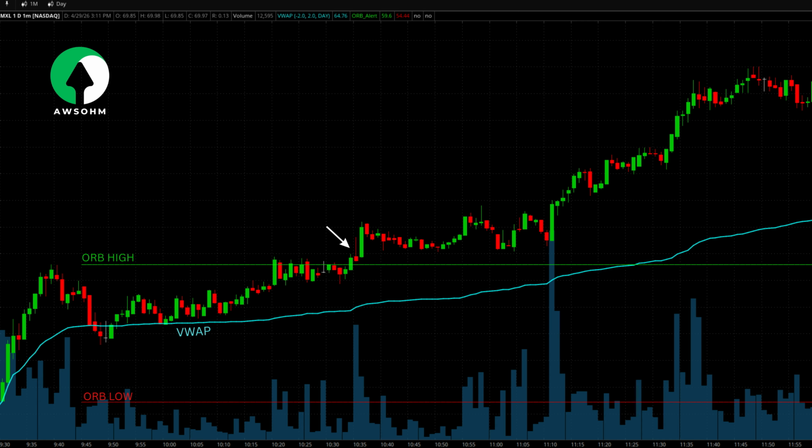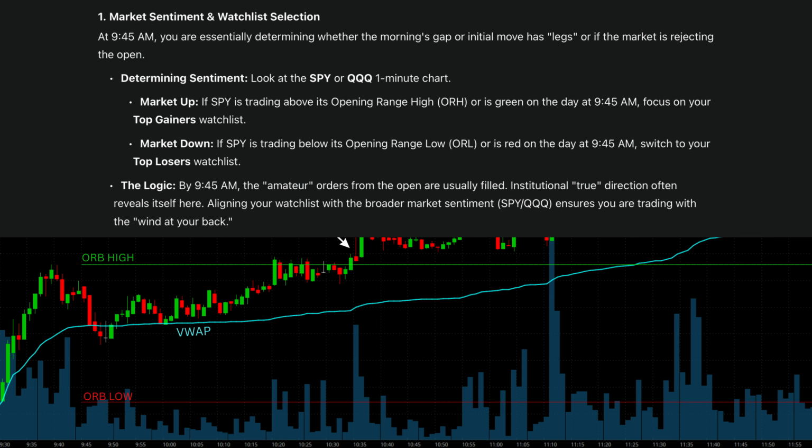This setup centers on the 9:45 a.m. reversal/continuation window, a critical time when the initial opening drive volatility often settles into a more sustained trend for the morning session. 1. Market sentiment and watch list selection. At 9:45 a.m., you are essentially determining whether the morning's gap or initial move has legs or if the market is rejecting the open.